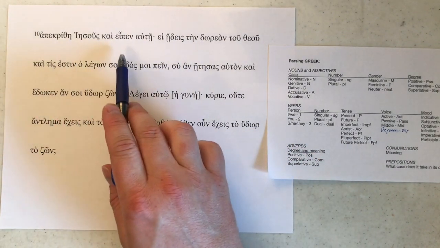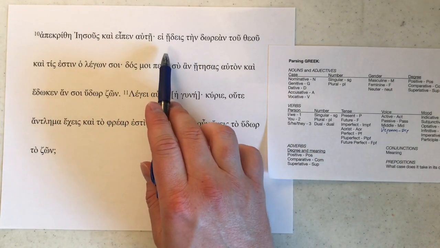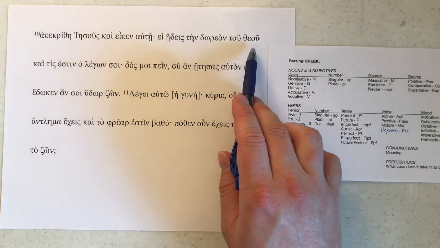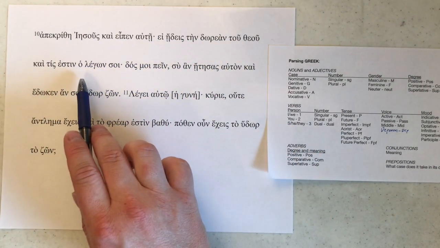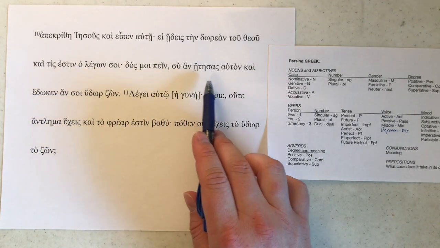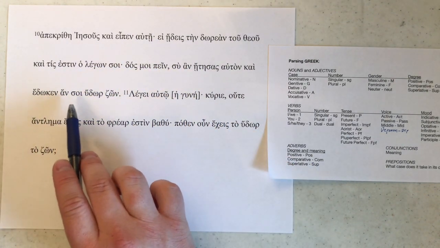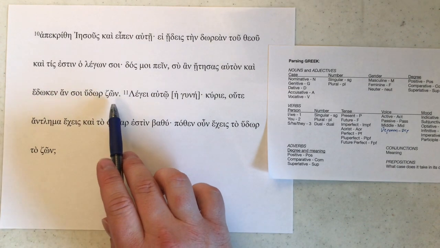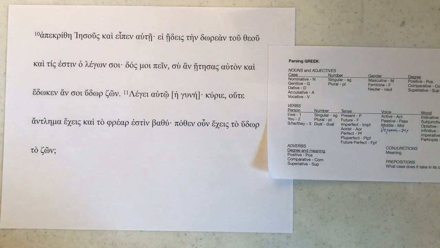Apekrithe Jesus kai epen aute eideis tein dorean tu theu kai tis estin hologon soi dos moi pen su on etesas auton kai adoken on soi hudor zon. And that's as far as we're going to make it.